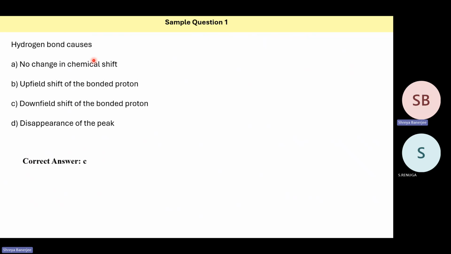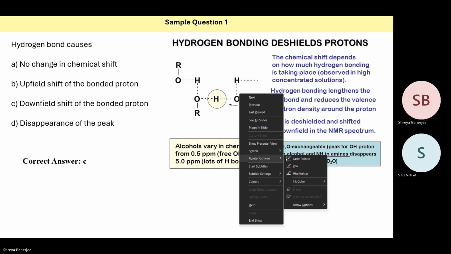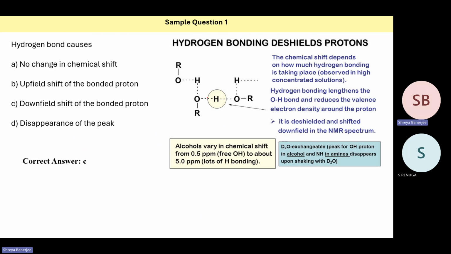So the correct answer here is C. Whenever you have a hydrogen bond, suppose you have O attached to hydrogen, and this hydrogen has a delta positive charge and it is having a hydrogen bond with another O which has a delta negative charge. Whenever you have a hydrogen bond, the delta positive on the hydrogen will increase.